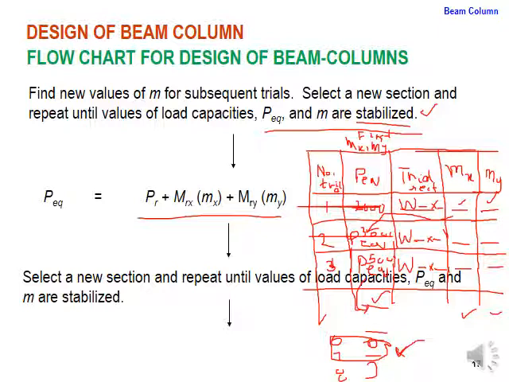And it is better to make a table, which is going to make your calculations convenient to stabilize the P equivalent and M. So wherever it is going to be stabilized, that particular P equivalent section will be the final section to start with the next step of the flow chart. Select a new section and repeat until the values of the load capacities, P equivalent and M, are stabilized. That's what I am talking about.